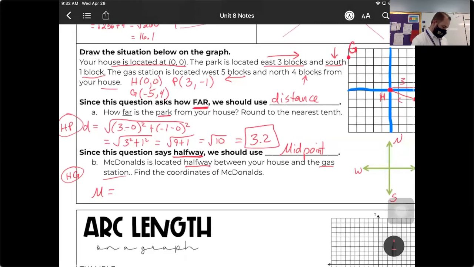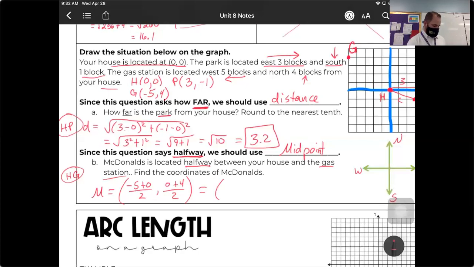So the midpoint between your house and the gas station, we're going to use those coordinates. We're going to add the x's for house and gas station: -5 plus 0, divide by 2. Then add the y values, 0 plus 4, and divide by 2, or 4 plus 0. The order for addition doesn't really matter.